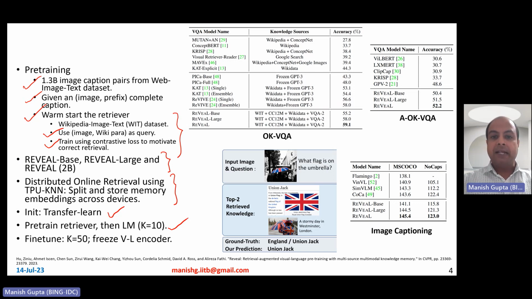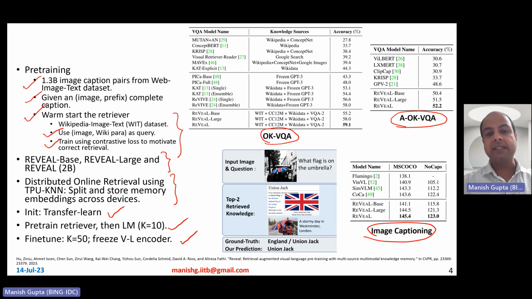At fine-tune time, you freeze the VL encoder. You do not update the VL encoder at all. And you use K equal to 50 different retrievals, because that's the difference between the fine-tuning and the pre-training part. Now, they experiment with the two VQA datasets, OKVQA and a specific subset of OKVQA called A-OKVQA. They also experiment with two image captioning datasets, MS-COCO and NoCaps.